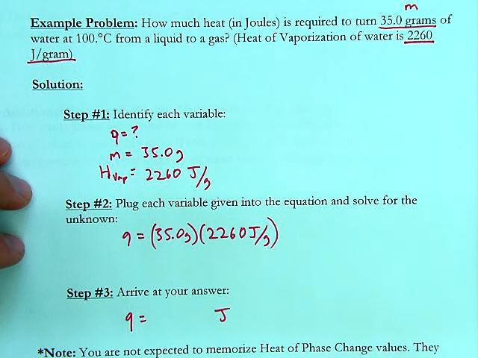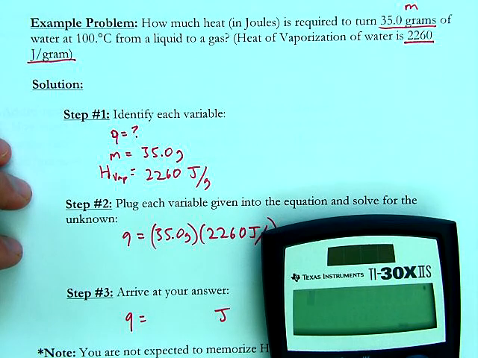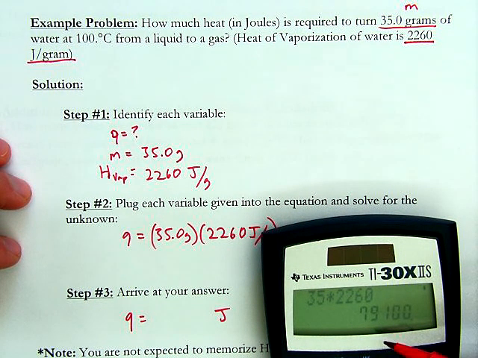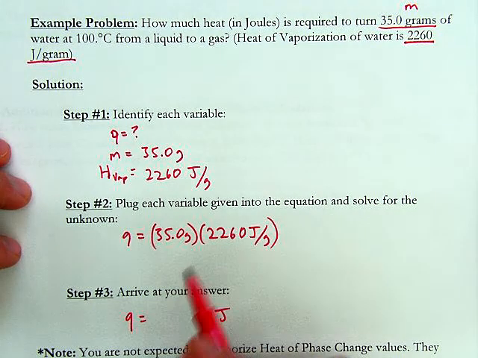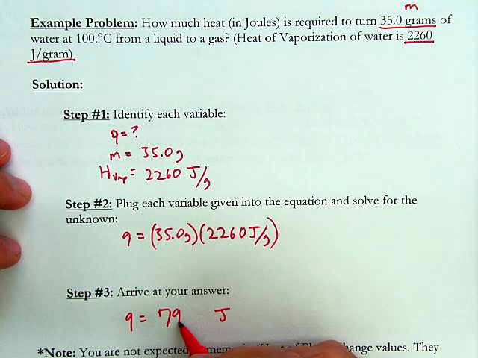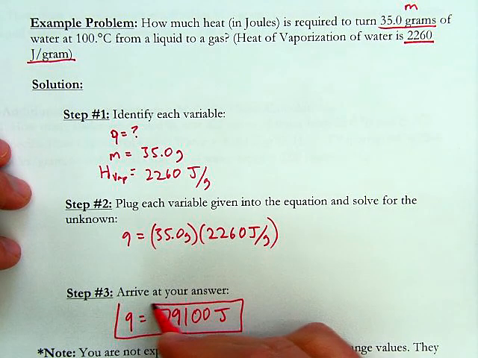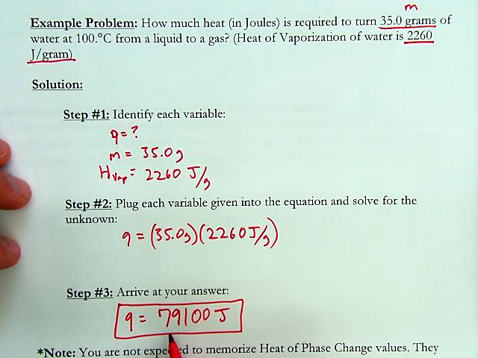And if we plug these in our calculator, 35 times 2,260, we get this number. We're going to round that to 3 sig figs, so we'll just say 79,100 joules. So note this is a positive number. That means that that's how many joules are required to turn 35 grams of water, liquid water, at 100 degrees into vapor.